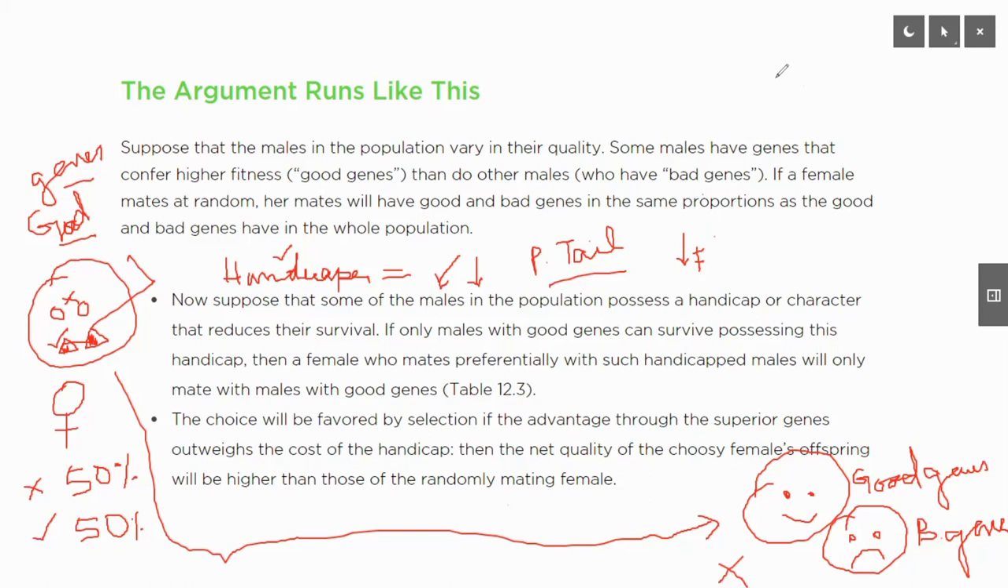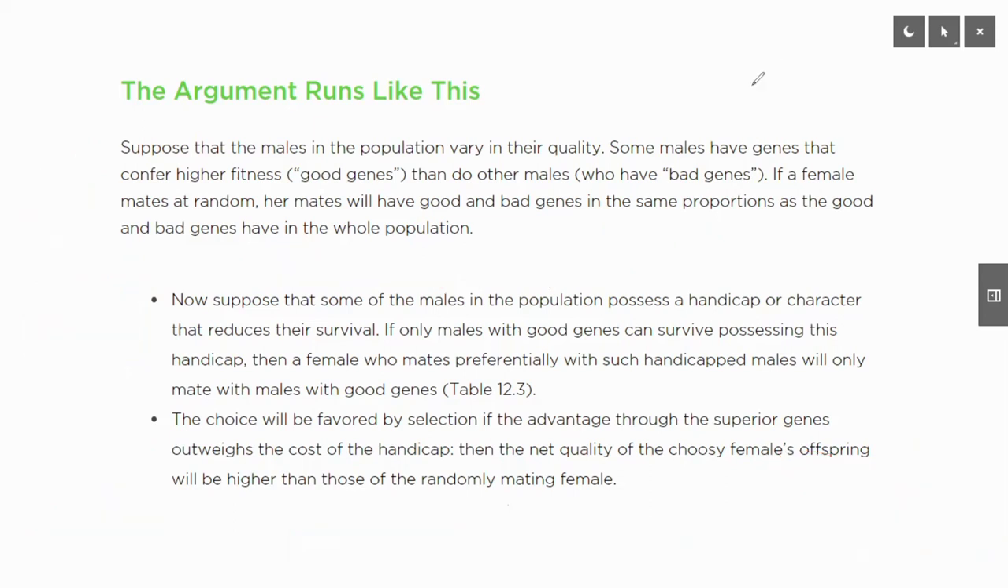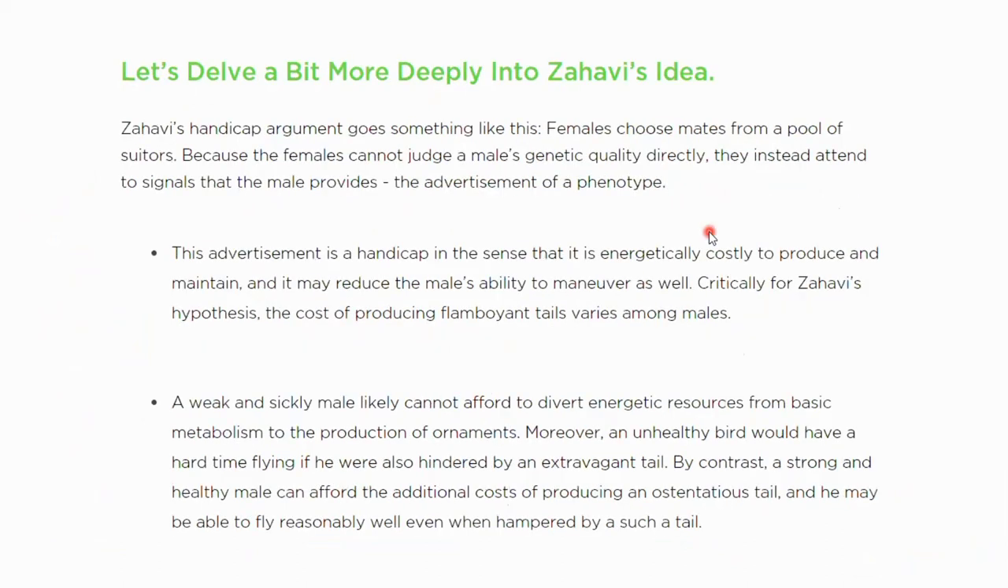So for now, let me clear all drawings. Okay, so let's consider this one. Here the thing is clear. The advertisement of the handicap is energetically costly to produce and maintain, and it may reduce the male's ability in all these things. Now, a weak and sickly male likely cannot afford to divert energetic resources from basic metabolism to produce ornaments like that. And this is the thing.